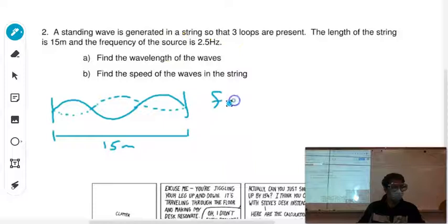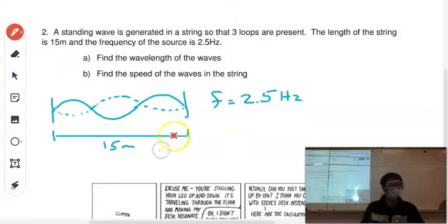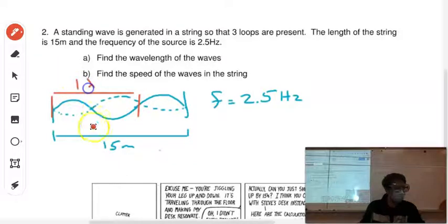Now that's important because you can only ever change the frequency at the source. So that's not going to change. Find the speed of the waves and the wavelength. So the wavelength, and this is why I drew a diagram, I highly recommend you're always drawing diagrams, would be from, say, here to here. That is 1 full cycle or 1 wavelength.